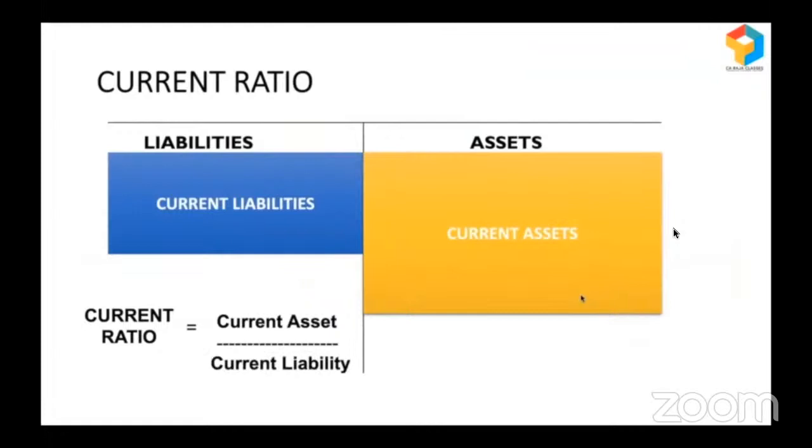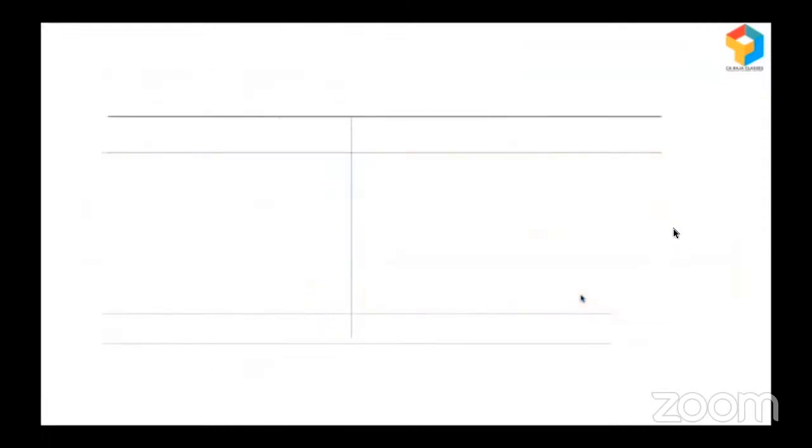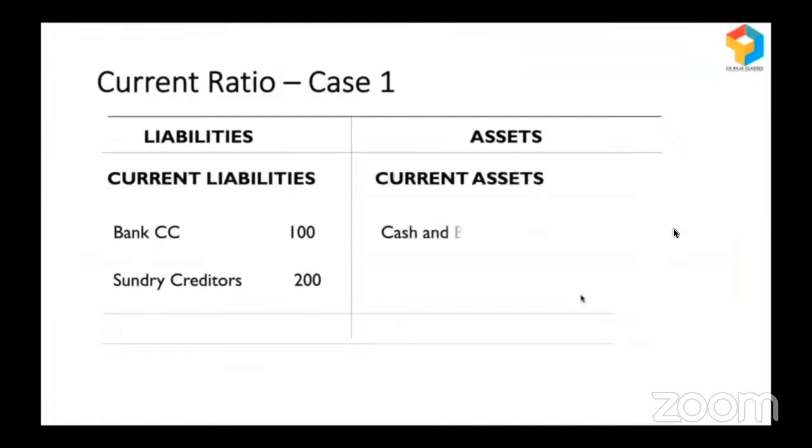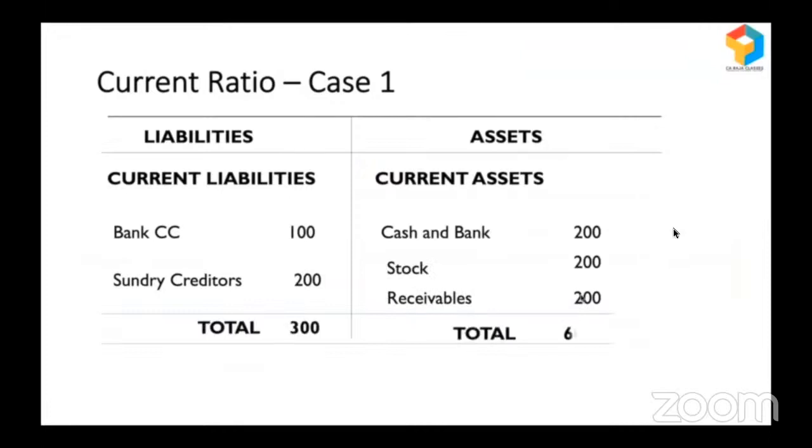If current assets are greater than current liability, it means the resources are greater than obligations. Let me take you through 3 scenarios. Look at scenario 1, where the current liabilities are given. This is total current liability, which is 300, and the resources that are available to settle that obligation are 600. So I think here the liquidity position is really comfortable.